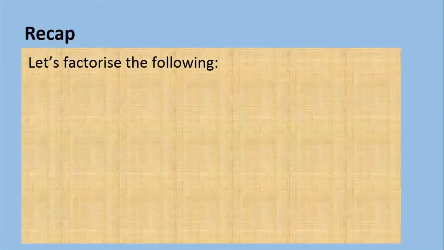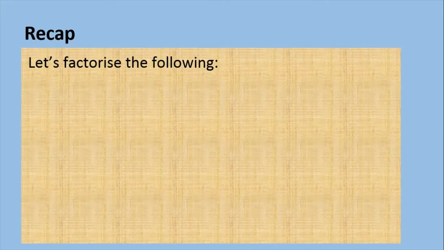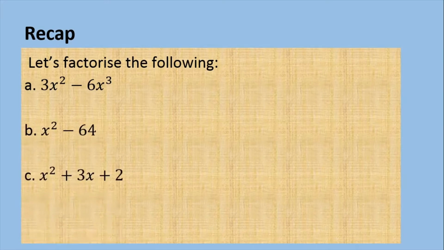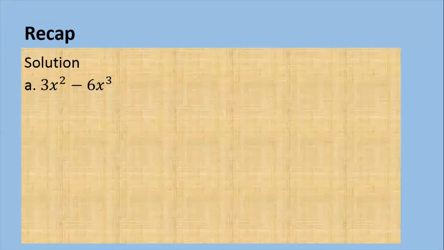Just a quick recap before we move to finding the different factors. Let's factorize the following. Part A, 3x squared minus 6x cubed. Part B, x squared minus 64. Part C, x squared plus 3x plus 2. And part D, 2x squared minus 5x minus 3. Let's do the first one.